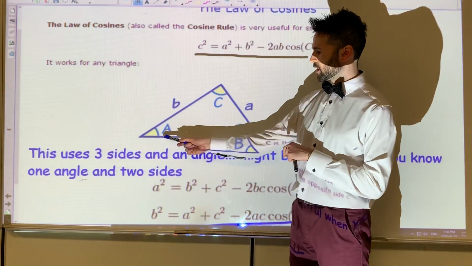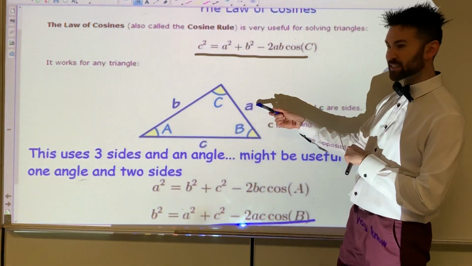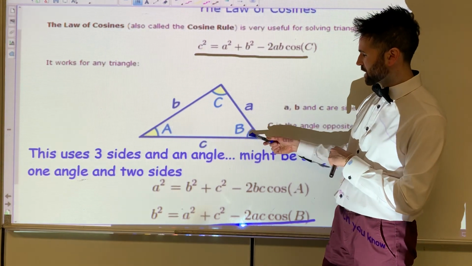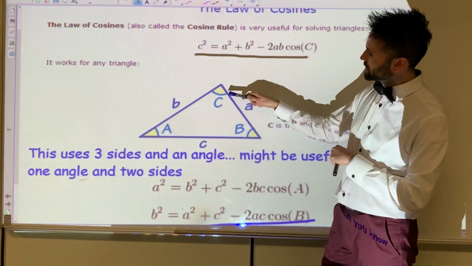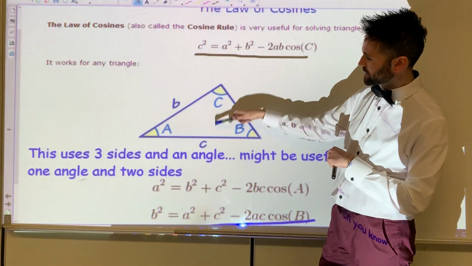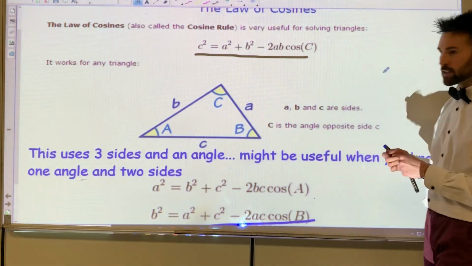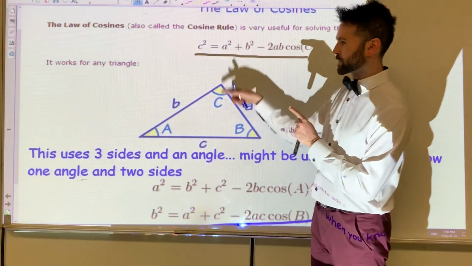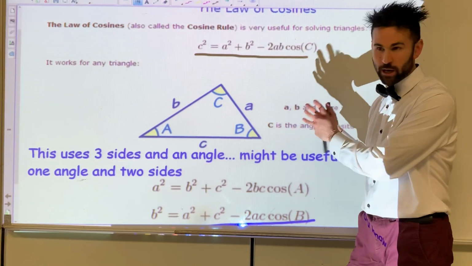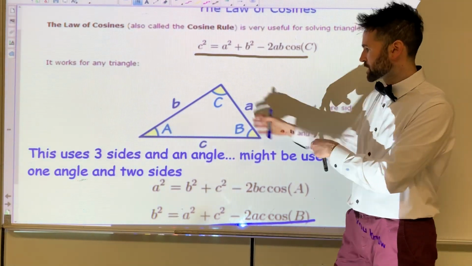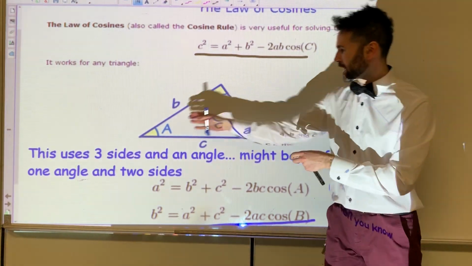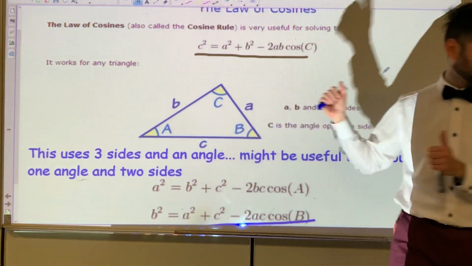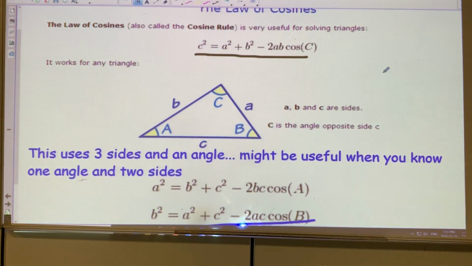So if you're going to call this angle A, the side opposite is little a. If you're going to call this angle B, the side opposite is little b. And if this is going to be angle C, the side opposite is little c. That's important because these formulas work with that assumption that you've named your triangle like that. Obviously you can change the letters, but that rule of if this is big A, that's little a, is the one that matters. So you can rearrange this formula three different ways.